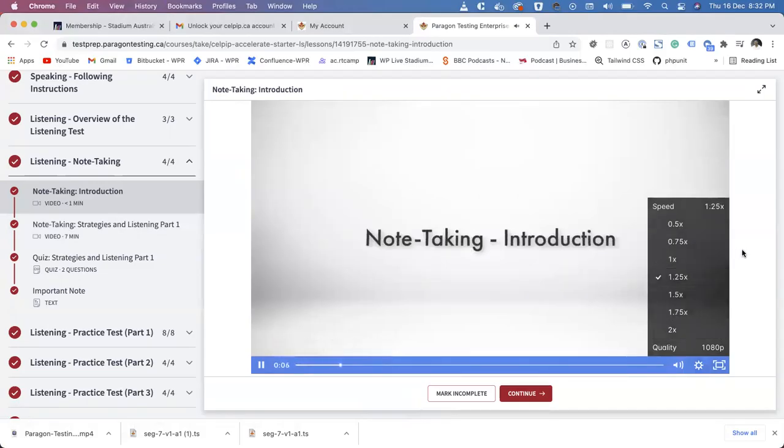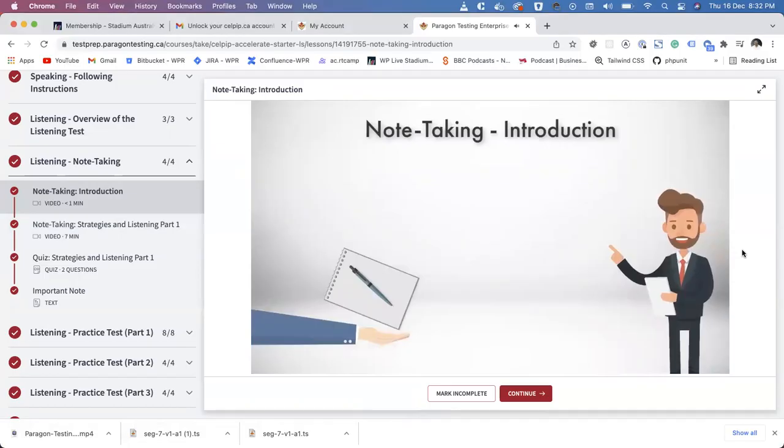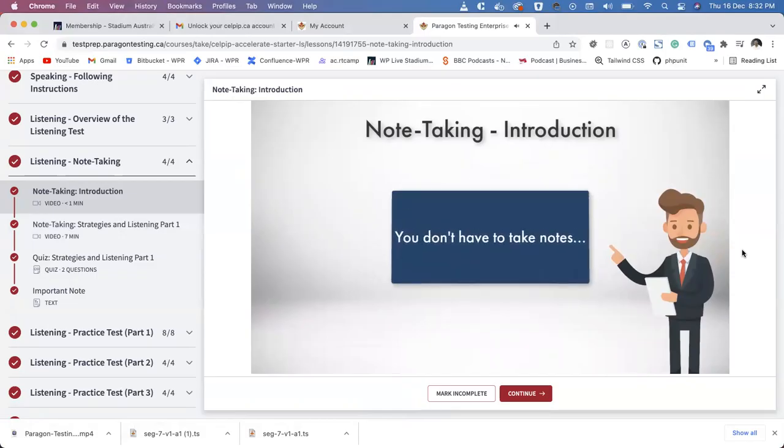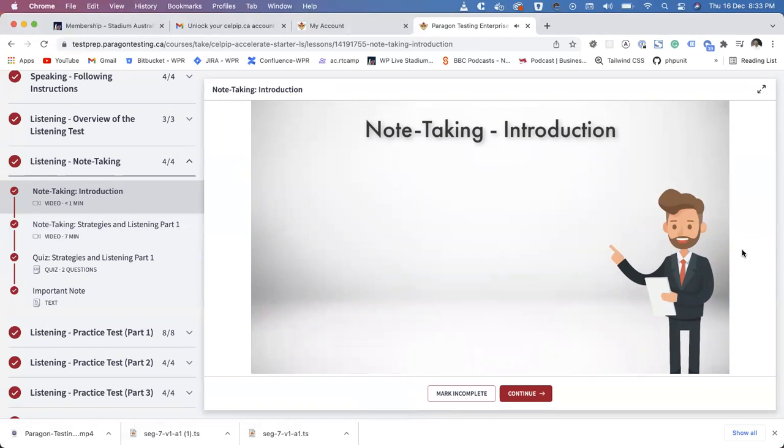When you take the listening test, you'll be provided with notepaper and a pen so that you can take notes during the test. If you need more notepaper during the test, just put up your hand and ask for it. You don't have to take notes, but it can really help you remember and organize the information you hear during the test.